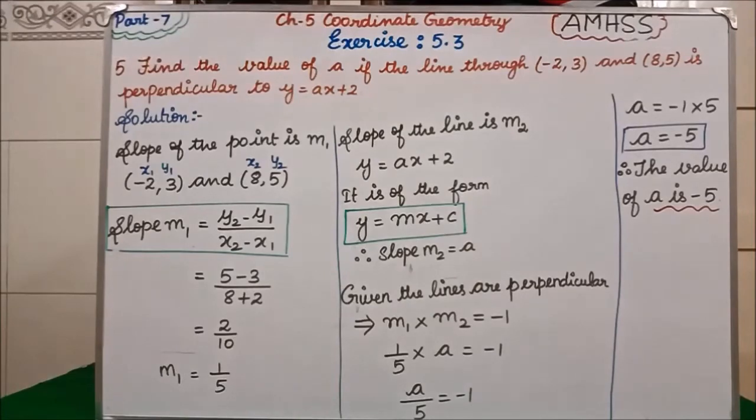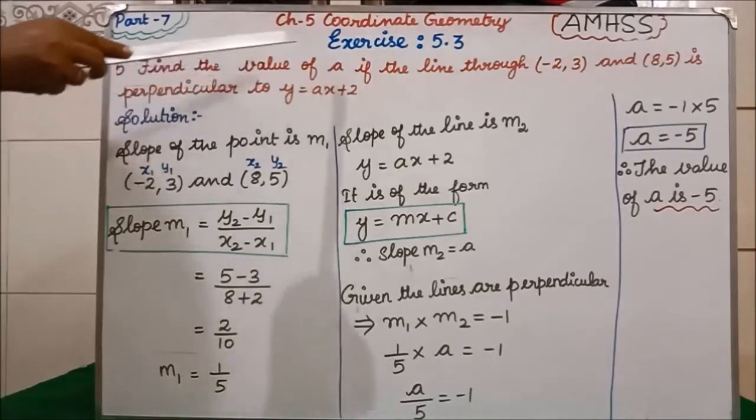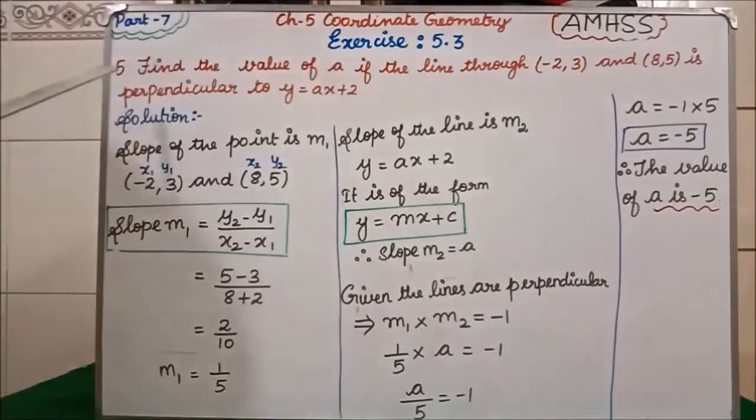So, perpendicular means we know the formula m1 into m2 is equal to minus 1. Isn't it? So, using the first two points, we are going to find m1. Next, using this line, we are going to find m2. Then, the perpendicular formula we are going to apply. After applying, we are going to find the value of a. Clear students? Shall we start the solution now?